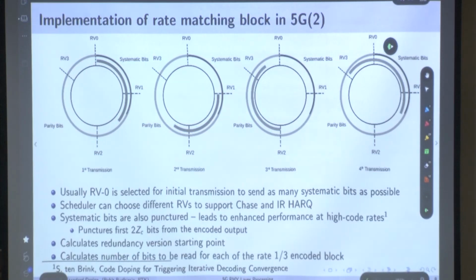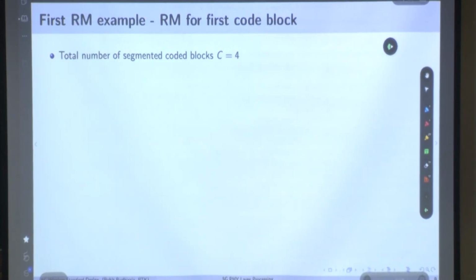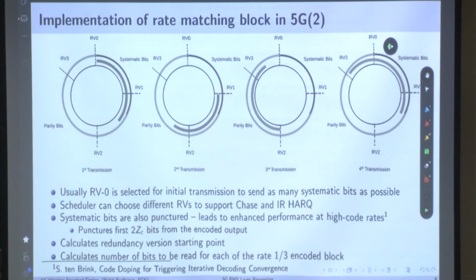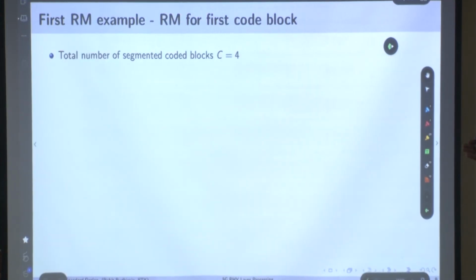So, what is it doing? It basically calculates the number of bits to be read for each of the rate 1 by 3 encoded blocks. That E is equal to G by C calculation is also a part of this rate matching module. Fine, we get that. That's how it is implemented. This is the standard implementation. I will give you the instructions also in the next class on how it is implemented.